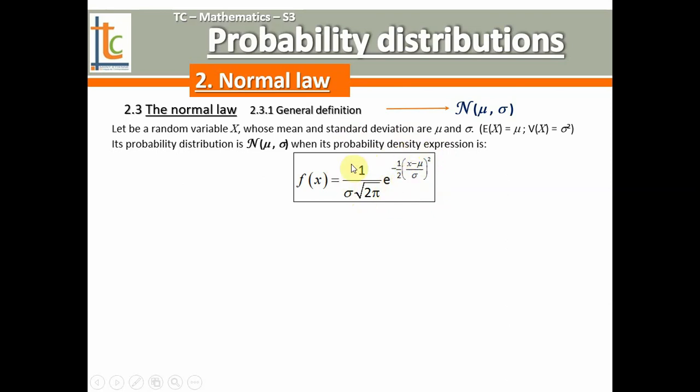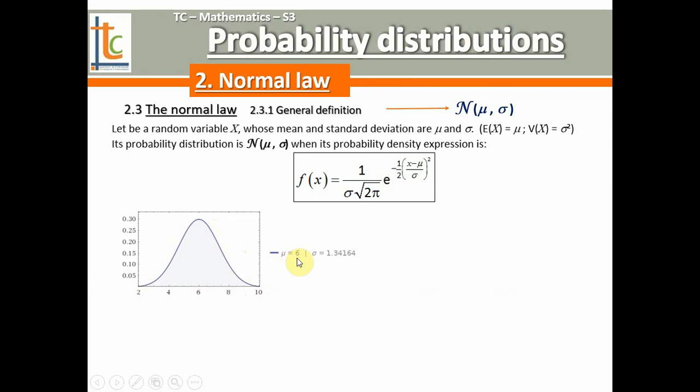This kind of expression leads to bell curves. Bell curves look like that, like a church bell. You could be fooled by the way the curve is drawn here. It tends to 0 as x tends to positive infinity or negative infinity. It's never 0, even if it decreases very quickly, but it tends to 0 only at infinity.